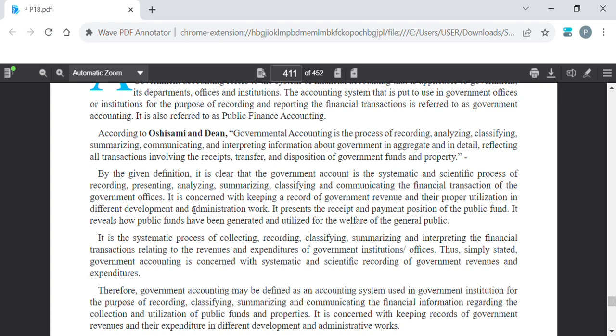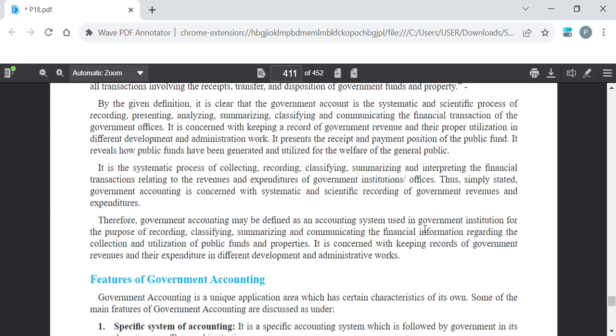Of the government offices, it is concerned with keeping a record of government revenue and its proper utilization in different development and administration work. It presents the receipts and payment position of the public fund. It reveals how public funds have been generated and utilized for the welfare of the general public. The same points are repeated in the second paragraph as well, and again in the third paragraph you will have the same thing.